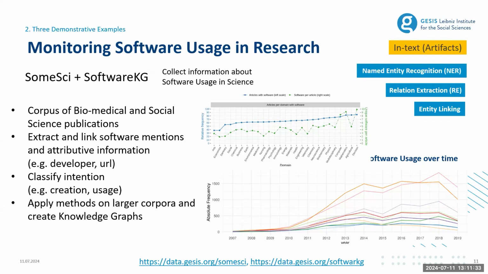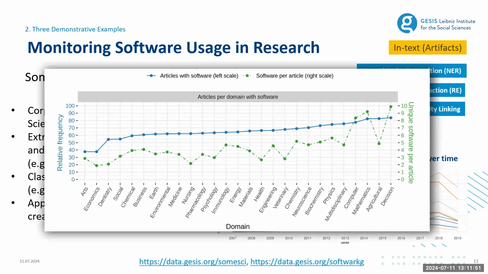Those developed methods are then applied on larger corpora, and knowledge graphs are created out of this, able to show, for example, the different usage in specific subdisciplines of software and the practice of software mentions in scientific publications.